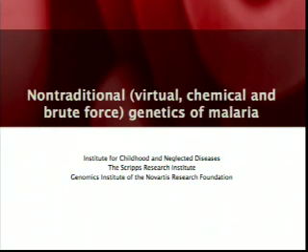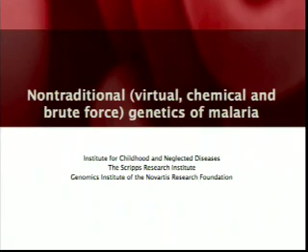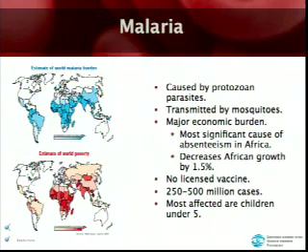I've titled my talk non-traditional, and what I mean by non-traditional is that I'm going to talk a little bit about virtual chemical and brute force or industrial genetics of malaria. Hopefully all of this will become apparent as we go through the talk. So malaria is caused by 4 species of protozoan parasites of the phylum Apicomplexa. It's transmitted by the bite of female Anopheline mosquitoes.